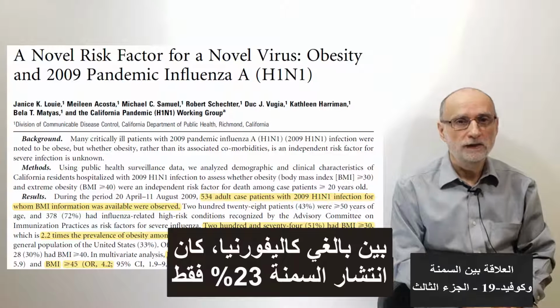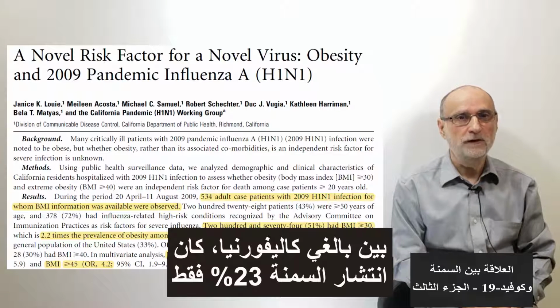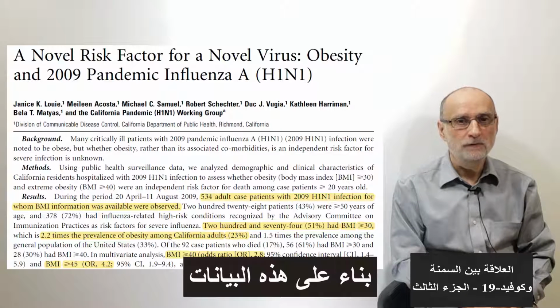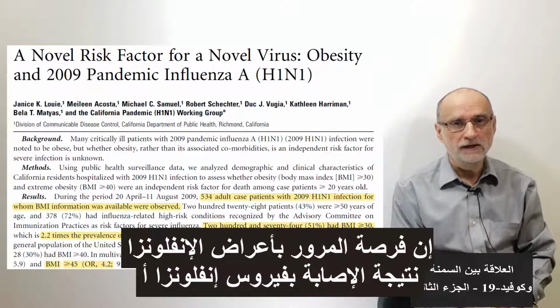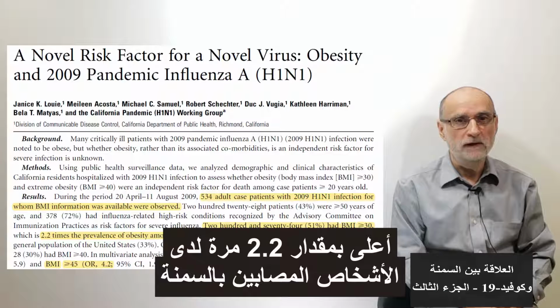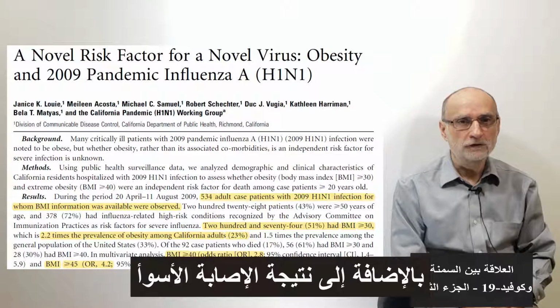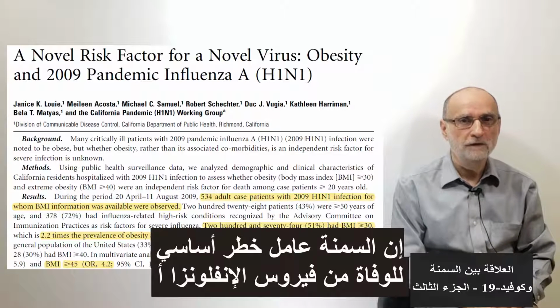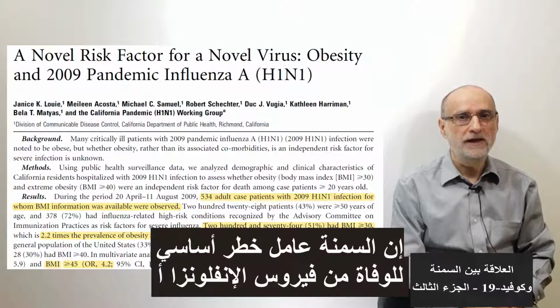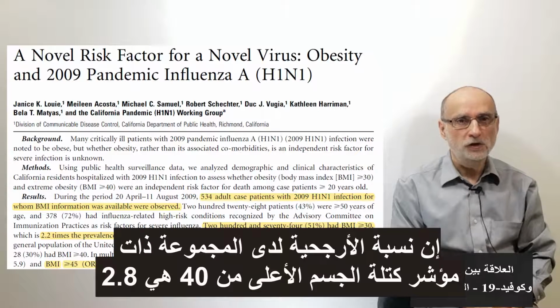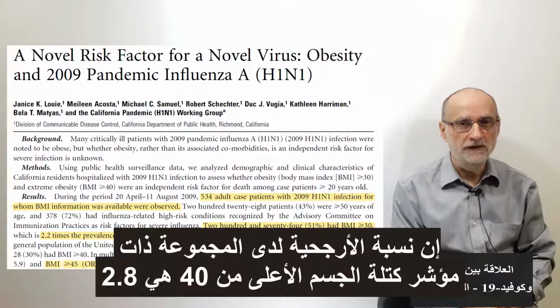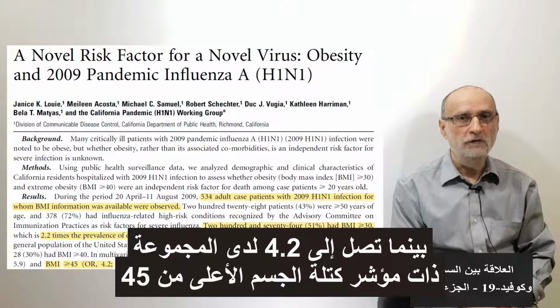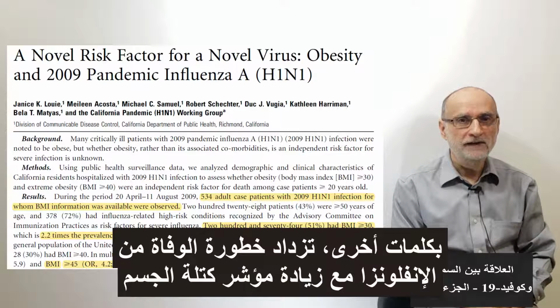Among California adults, the prevalence of obesity is only 23%. Based on these data samples, it is 2.2 times more likely that obese individuals develop influenza-like illness due to H1N1 infection. In addition to severe outcome, obesity is also a serious risk factor for dying from influenza caused by H1N1 virus. The odds ratio of the group of BMI above 40 is 2.8, while in the group of BMI above 45 is 4.2. In other words, the fatality of influenza progressively increases through body mass index.